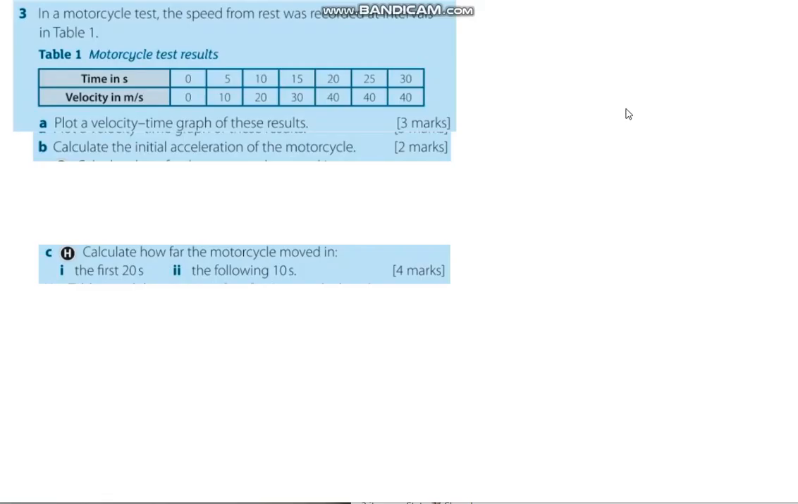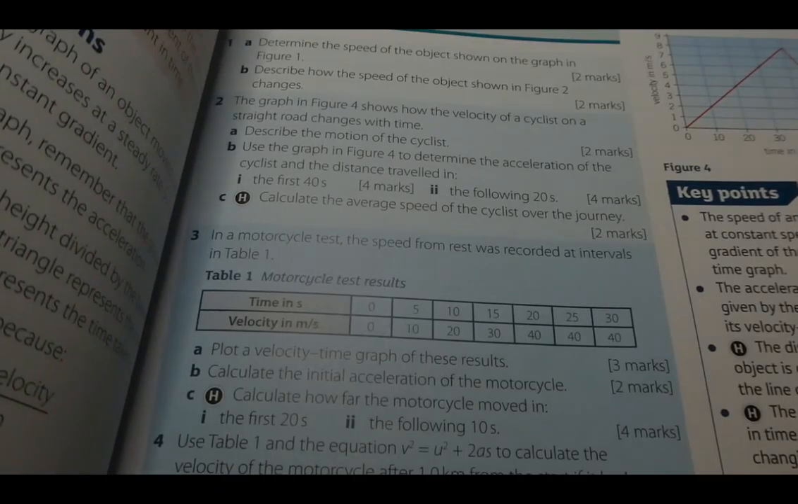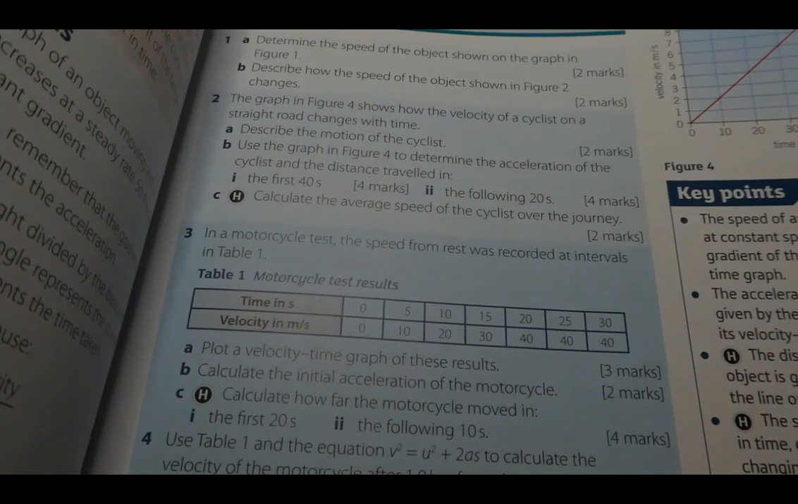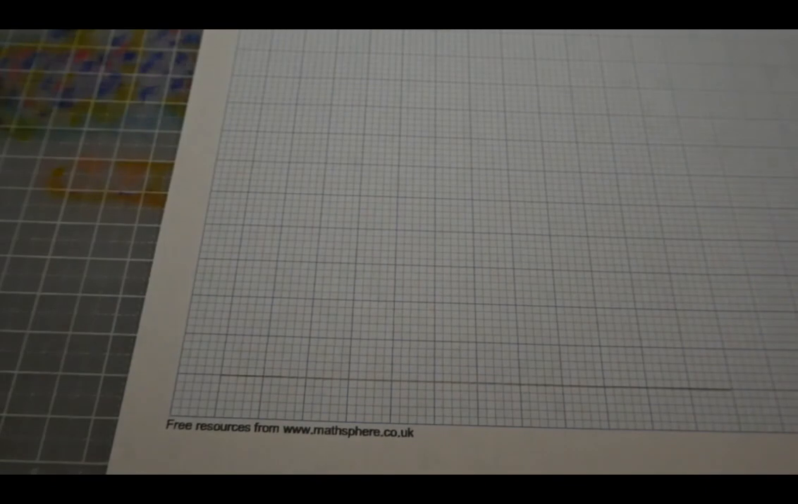So for question 3, this doesn't work very well trying to draw a graph on the screen because it's not accurate enough. So I'm going to try and show you this on paper instead, and then I'll come back to this screen just to do the working out. Okay, so we're going to draw a graph of velocity against time from these motorcycle test results. So time is going to go on the x-axis and velocity is going to go on the y-axis.